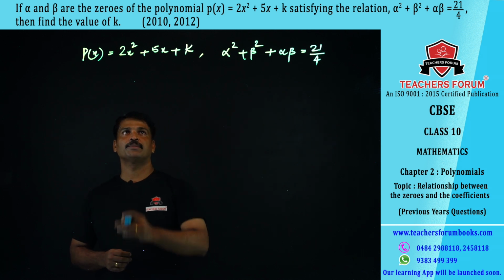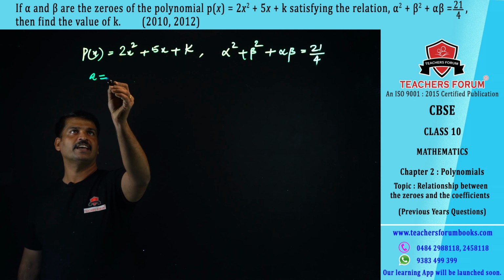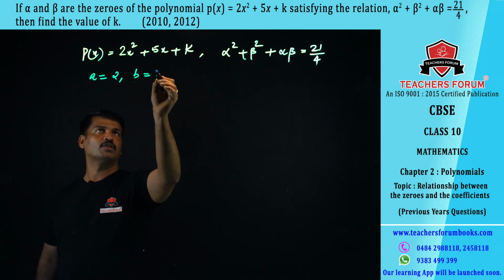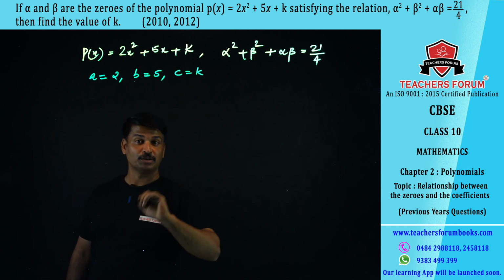So whenever you are given a problem like this, the first step you have to find out is what is a. What is a? A is 2. What is b? B is the coefficient of x, that is 5. What is c? C is equal to k. You have to find the value of k.